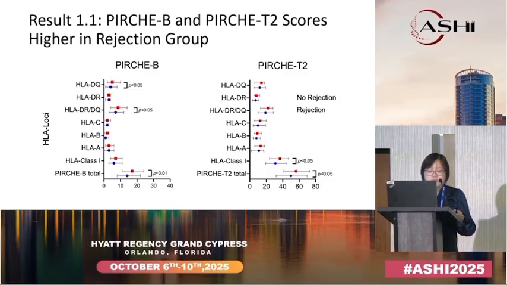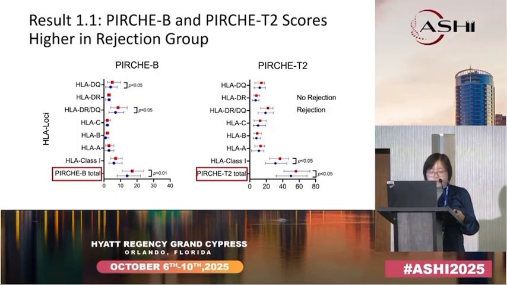The first result we found is that PIRCHE-B and PIRCHE-T2 scores were higher in the rejection group. Both PIRCHE-B and PIRCHE-T2 scores were significantly higher in the rejection group, as I showed here. This result shows that the overall epitope mismatch burden is linked to rejection. And what is also important here is that different loci matter for different pathways. PIRCHE-B at DR and DQ, as I highlight here, aligns with humoral responses mediated by B cells, while PIRCHE-T2 at HLA class I loci aligns with T cell biology.